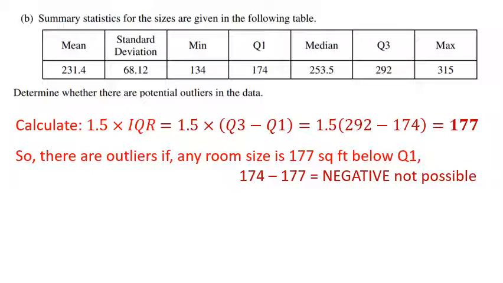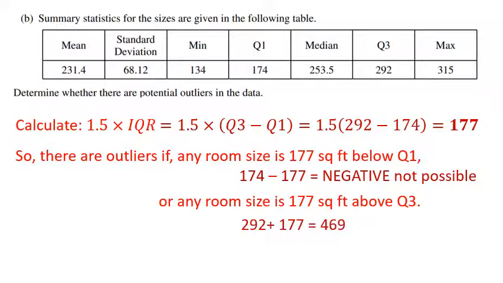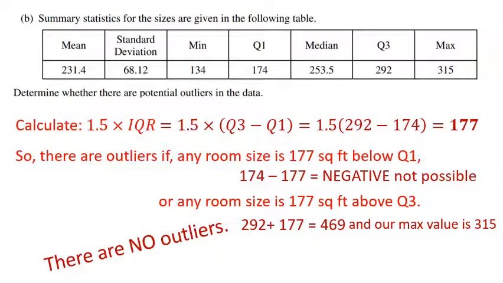All right, and then the upper end, if we have any room sizes that are 177 square feet above Q3, and we can see the maximum is 315. So clearly, if we had any room sizes above 469, then those would be outliers. So clearly we have no outliers. All right, so no outliers.